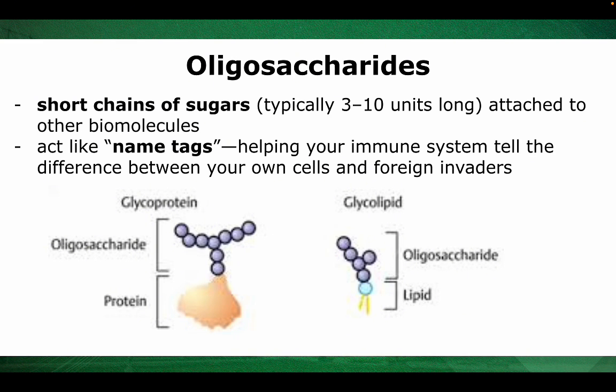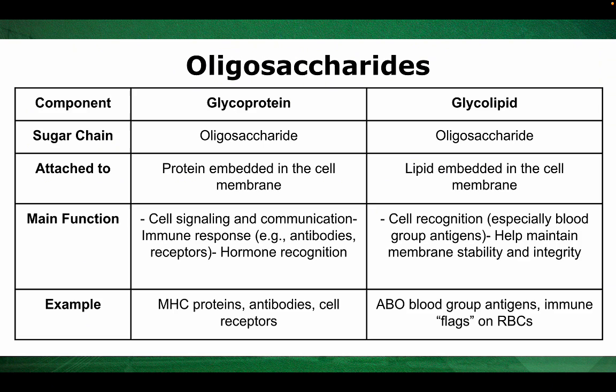So let's see how these oligosaccharides are attached and what their roles are in different molecules. In a glycoprotein, when an oligosaccharide is attached to a protein, you will have a glycoprotein. This works in cell signaling and communication, especially immune response and hormone recognition. Now, when the oligosaccharide is attached to a lipid, it will become a glycolipid. This works well for cell recognition. They also help maintain membrane stability and integrity.